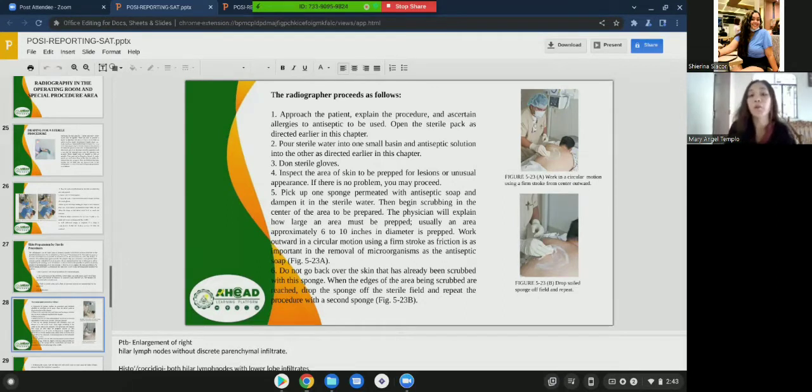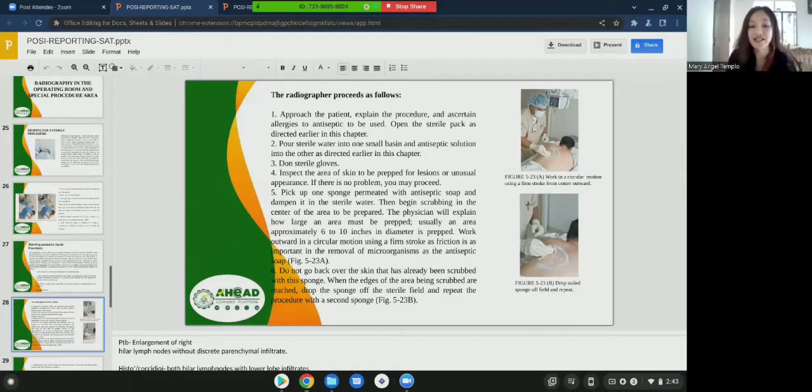5. Pick up one sponge permeated with antiseptic soap and dampen it in the sterile water. Then begin scrubbing the center of the area to be prepared. The physician will explain how large an area must be prepped. Usually an area approximately 6 to 10 inches in diameter is prepped. Work outward in a circular motion using a firm stroke, as friction is as important in the removal of microorganisms as the antiseptic soap.